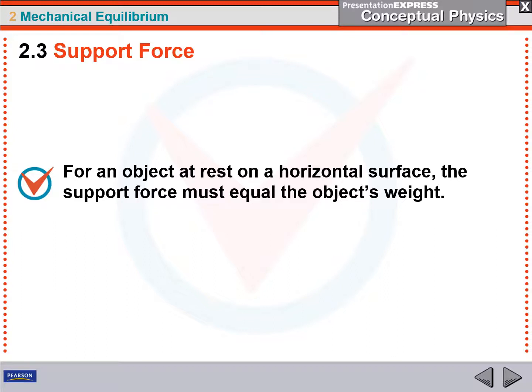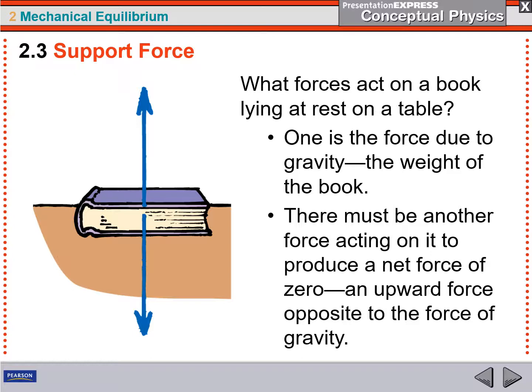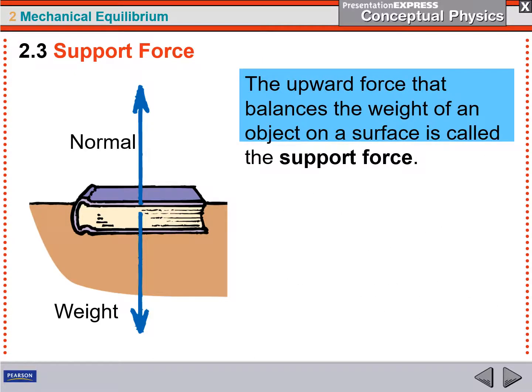Now, instead of hanging from a ceiling, a lot of times what we see are things sitting on top of other things. In that case, we are going to talk about something called a support force, also known as a normal force. So a book lying on a table, for example, has a weight because it is attracted toward the earth, but the table supports the book, and so there's an upward force in the opposite direction of weight. We don't call this tension since it's not hanging. We're going to call this the support force or a normal force.